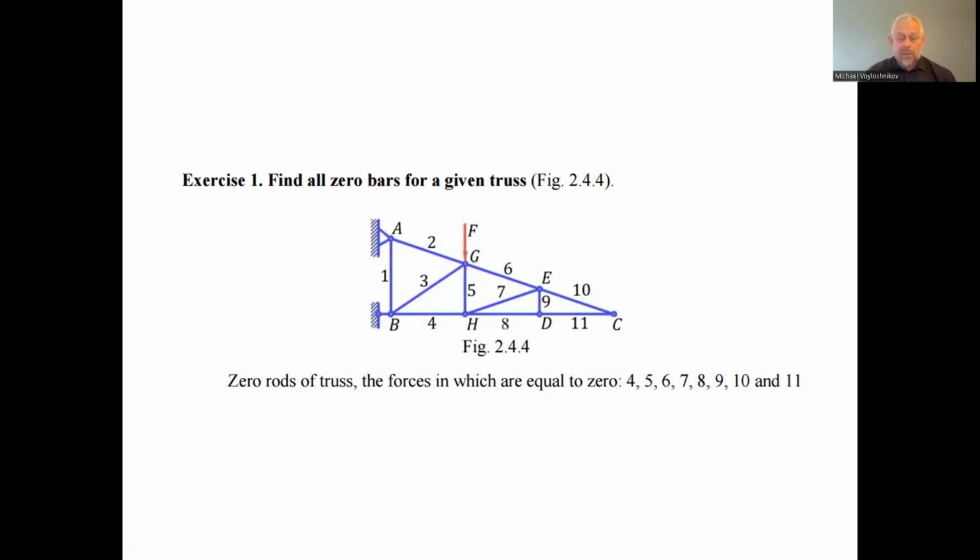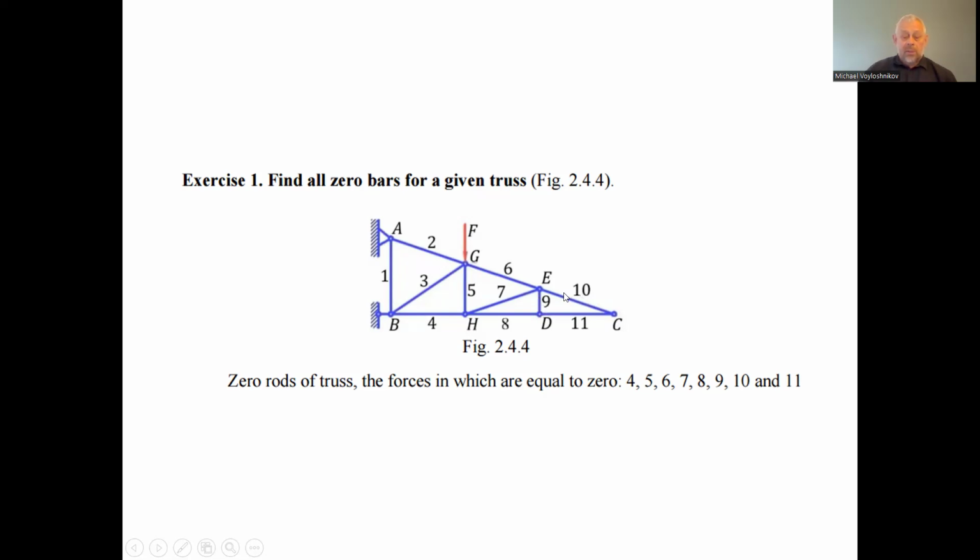We can start from the right to the left. If node C, the hinge, is not under the load, then rods 10 and 11 are zero rods. Rod 11 is 0, rod 8 is 0 because they lie on the straight line. Rod 9 is 0 because it is on the same line. Then 9 is 0 because the two other rods are 0. This node is not under the load.